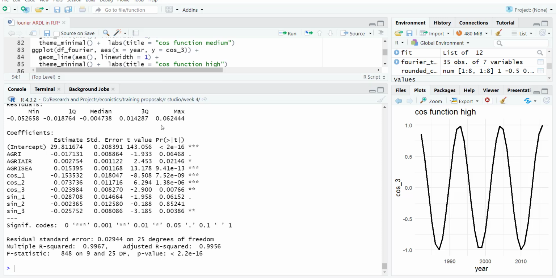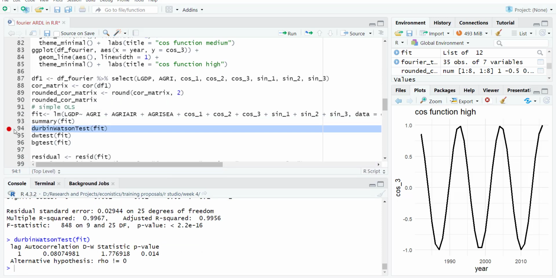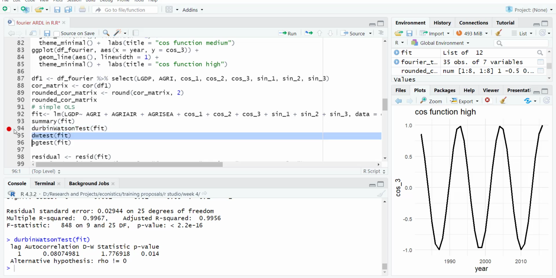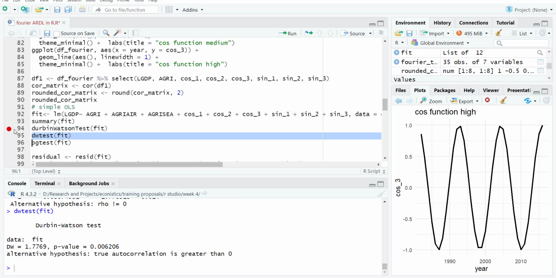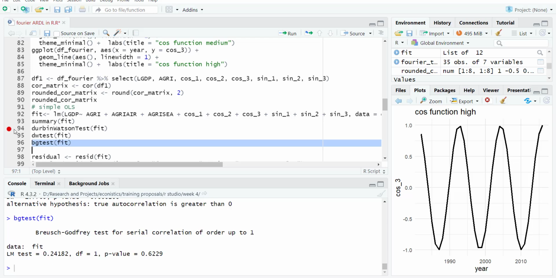This is simple OLS. If you look at Durbin-Watson, it's 1.77. So is there autocorrelation, because it's time series data? This is serial autocorrelation up to lag 1. So it says that there is no first-order, one-lag autocorrelation.